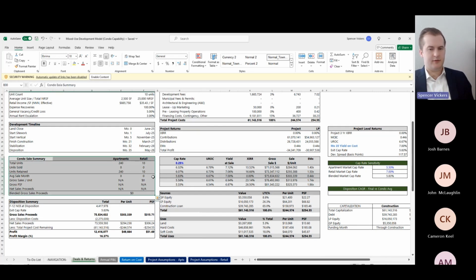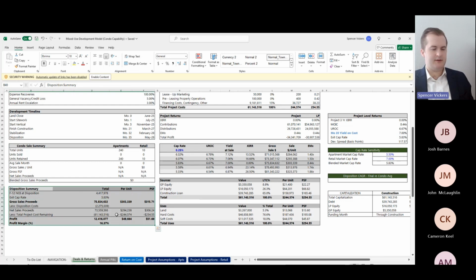This model also incorporates condo sale capability, which gives you the flexibility to make early sales before your final disposition date. So some groups, maybe they're building a smaller apartment community, maybe it's like 10 units or 20 units or something, and they actually want to condo off individual units. Or you want to do the same thing with your retail. So this model gives you the flexibility to do that.